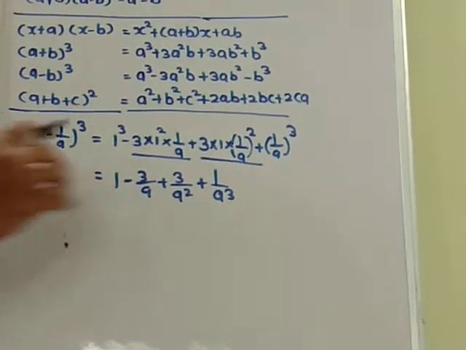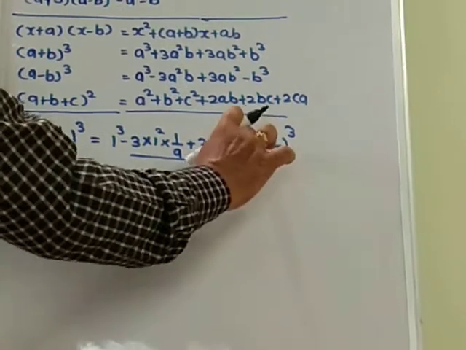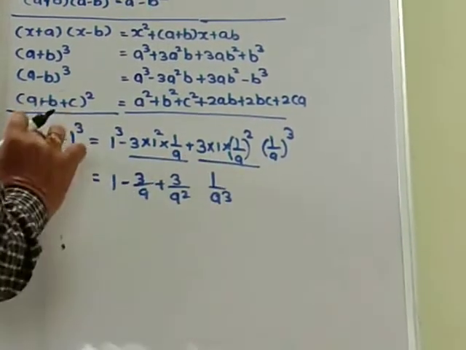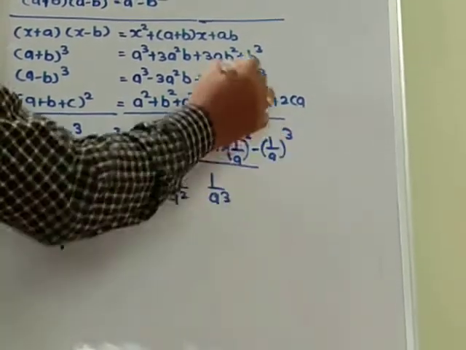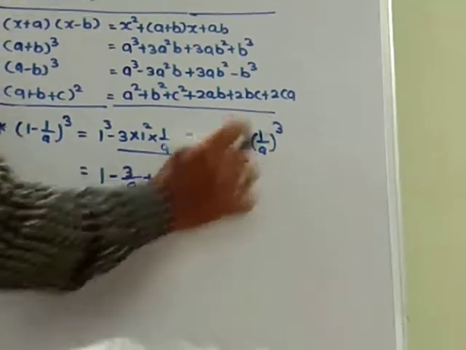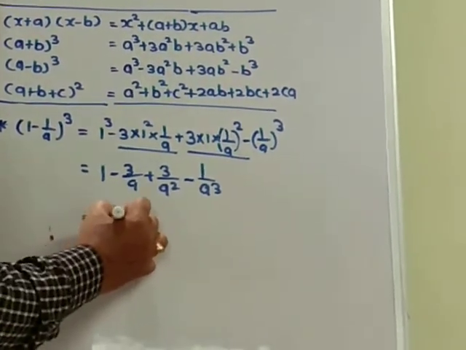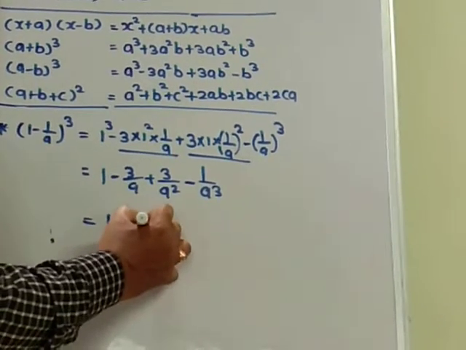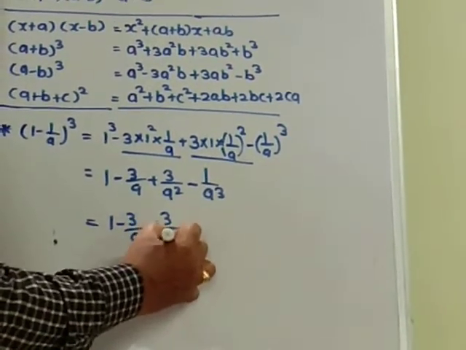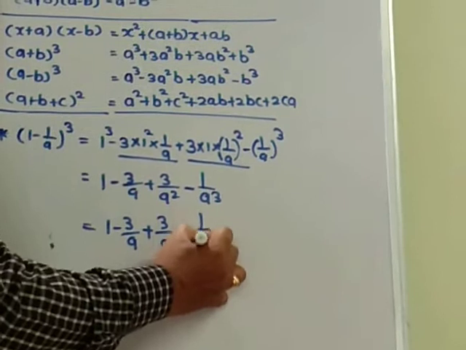Are you agree with me? Sorry, this is a mistake. This is a minus. So the last term becomes minus. That means 1 minus 3 upon a plus 3 upon a square minus 1 upon a cube.